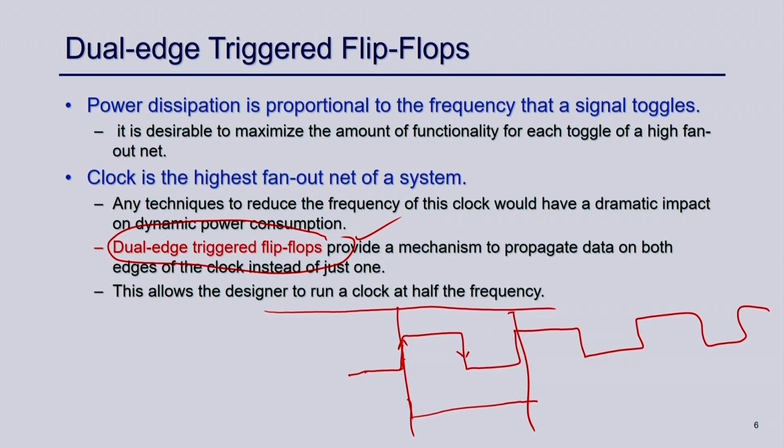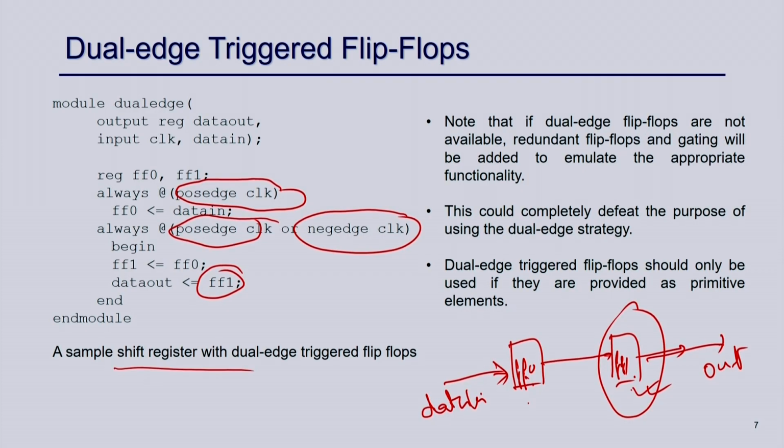Dual edge triggered flip flop is something very useful because it actually makes your circuit run at half of your frequency, which improves your total power consumption, right. But one thing to be noted here is that not many technologies support this dual edge triggered flip flop. So, if it is not supported, you should not use it, right. If you are targeting some specific FPGA architecture like, say, Xilinx Virtex 2 or Virtex 6, or Altera Stratix 5, that may not have this particular dual edge triggered flip flop.